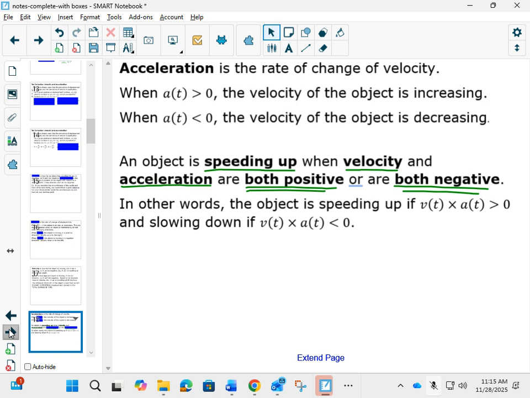So you can check it by multiplying them together. A positive times a positive or a negative times a negative will always be positive. And a positive times a negative would always give me a negative number. That tells me I'm slowing down.